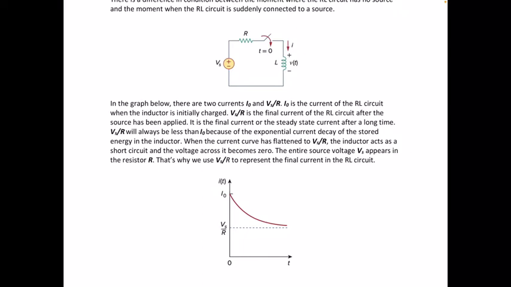When the current curve has flattened to Vs over R, the inductor acts as a short circuit and the voltage across it becomes zero. So that's the point of short circuit. The entire source voltage Vs appears across the resistor R, because when the inductor becomes a short circuit, the only element that consumes energy is the resistor. That's why we use Vs over R to represent the final current in the RL circuit. Just to make it clear.